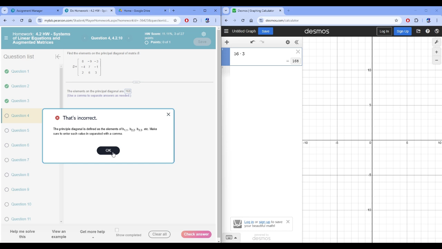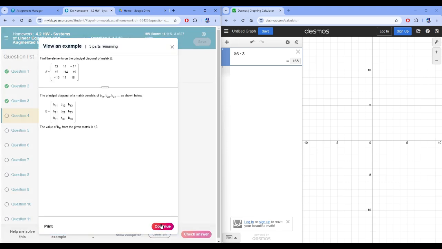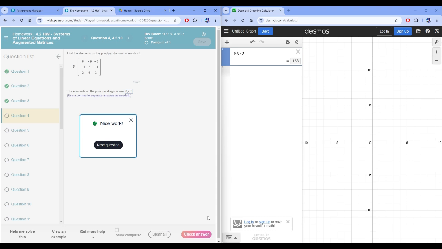The elements on the principal diagonal are, view an example. Huh? It's 12. And then what do we do? Oh, just a comma? Oh, you don't multiply, you just comma them. I'm sorry, I thought you multiplied them. So 8, comma 7, comma 3.